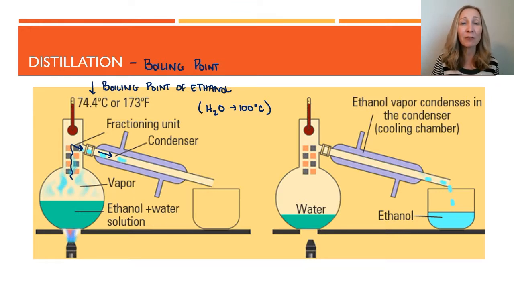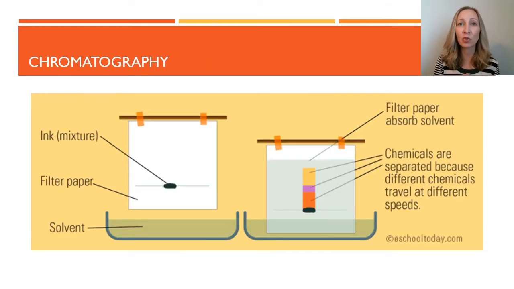That ethanol vapor we can then condense or cool, turning that vapor back into a liquid and have it drip out of this condenser or cooling chamber. A lot of times condensers will have cool water running through them to cool down the vapor and turn it back into a liquid so that it doesn't just float away. You can actually capture it and use it for something.